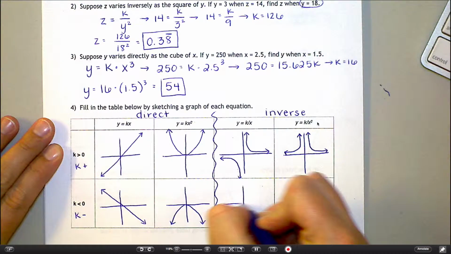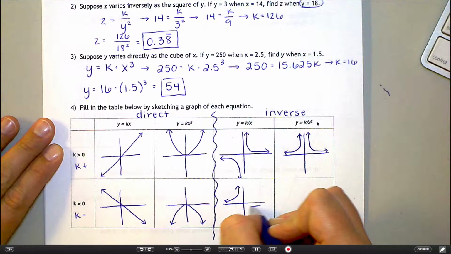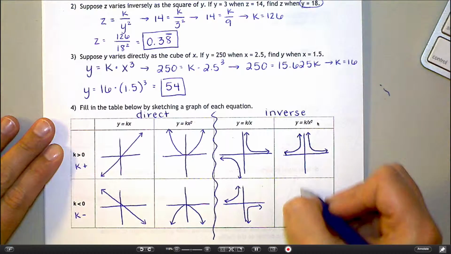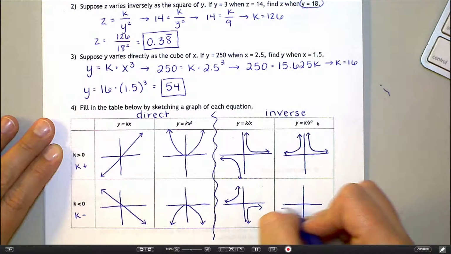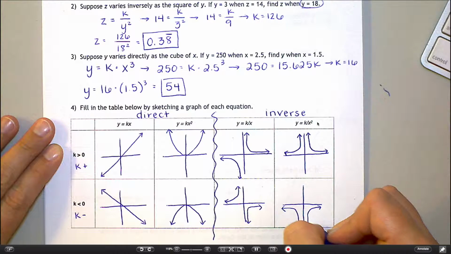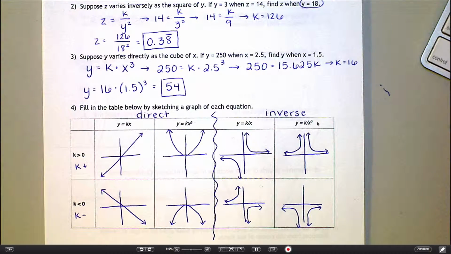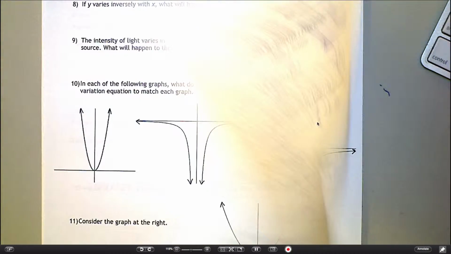This would be a hyperbola in the opposite quadrant. So this is going to go here and here. And then this one, instead of both being on top, they would both be on the bottom. So again, I don't think there's anywhere on your exam where it looks like this, where there's a table and you have to draw all of them. But to answer the questions, you're going to really need to make sure that you're familiar with all of those shapes. So that'd be a great thing to study if you feel like you're struggling with those.